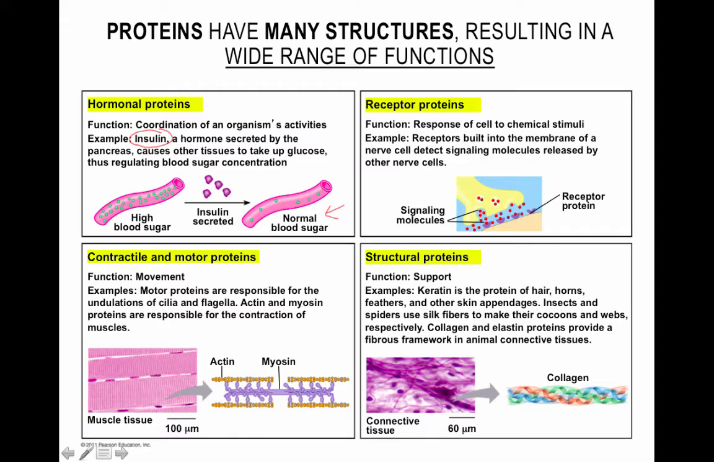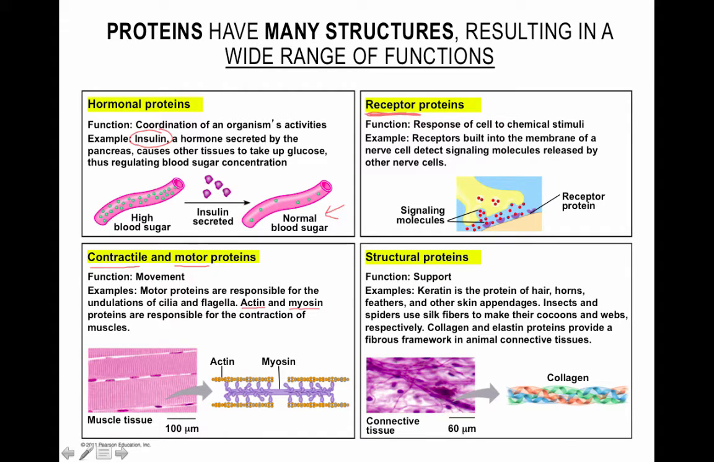Contractile and motor proteins are important in movement. Some of these are important for moving cilia and flagella. Actin and myosin proteins are responsible for the contraction of our muscles.